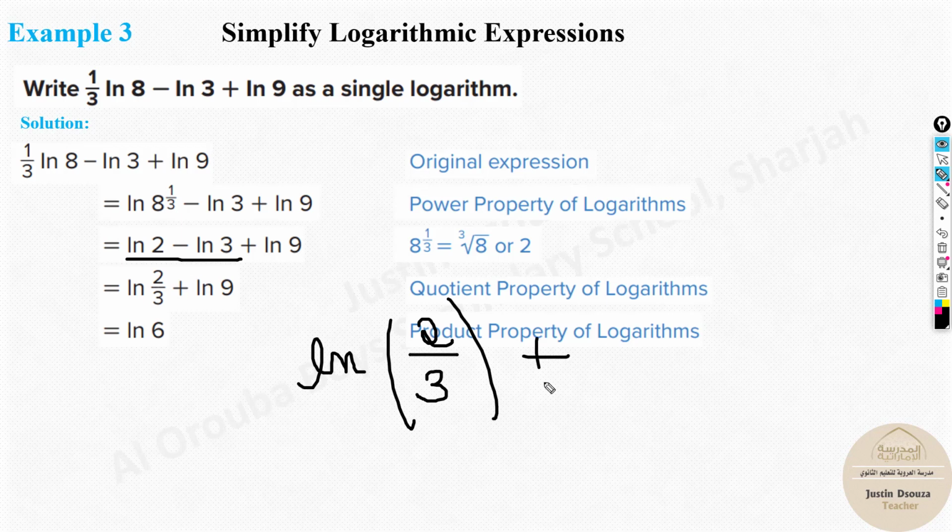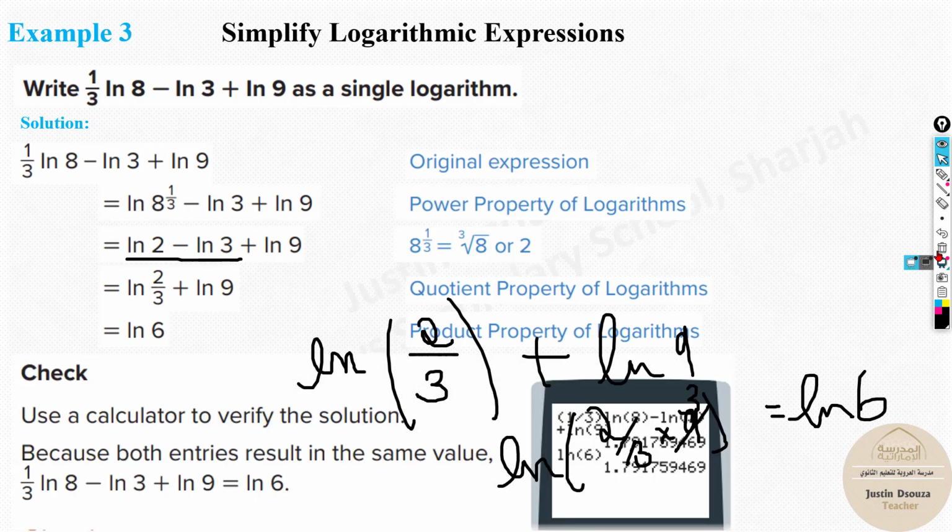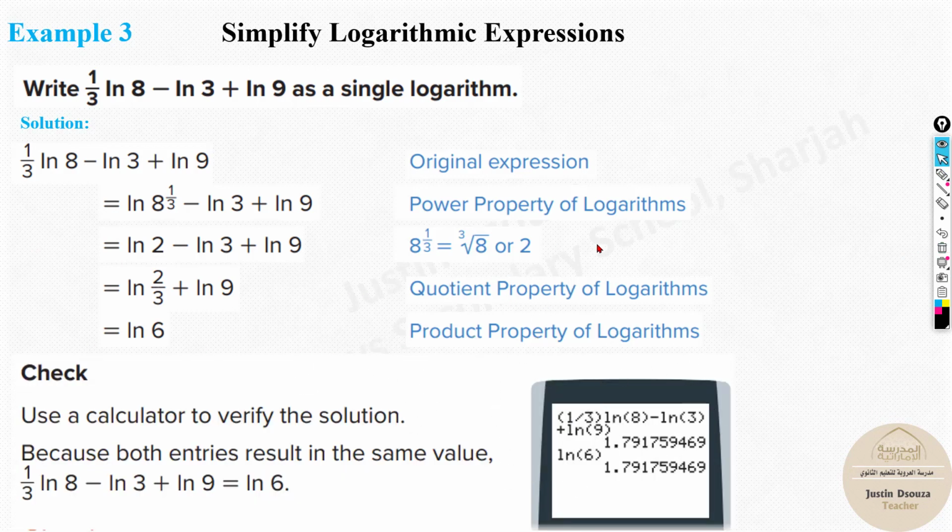Whereas now after this you see plus ln 9. Now to simplify ln and ln, what you have to do is 2 by 3 multiplied with 9, and this is your answer. It is 1 times 3 times 3 times 2, which is ln 6. So that is how we get it. You can check your answer directly with a calculator as well.